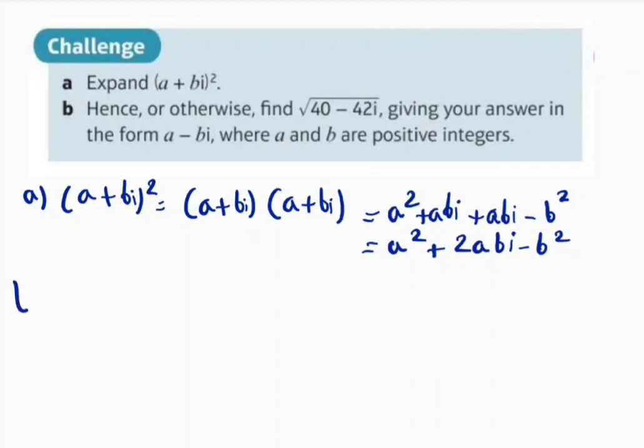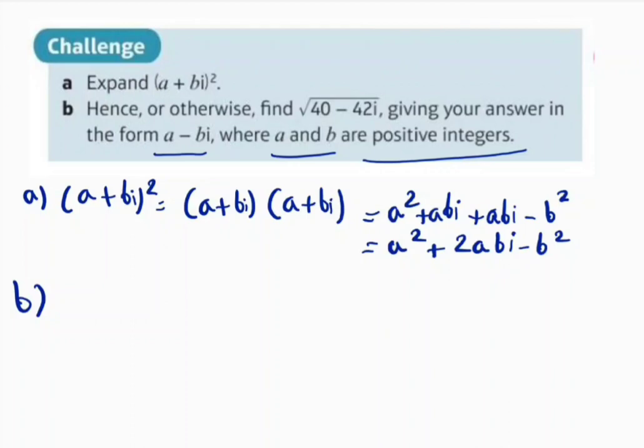Now part B is the interesting bit. Hence or otherwise, find the square root of 40 minus 42i, giving your answer in the form a minus bi, where a and b are positive constants. The very first thing is that whenever you see the word hence in a question, it's usually better to use what you found from the previous part. When they say hence or otherwise, they are indirectly suggesting you use that, because if you use another method, it will probably be messy, and you don't want that.